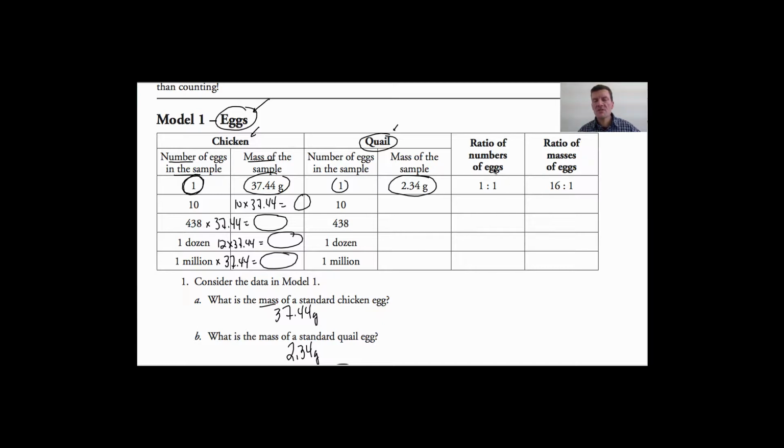The ratio of numbers of eggs: here we have a 1-to-1 ratio, a 10-to-10, which is also 1-to-1, 438 to 438, also 1-to-1, a dozen to a dozen, 1-to-1, a million to a million, 1-to-1. All of these are 1-to-1 ratios. And if we look at the masses, you're multiplying by the same number, so in all of these cases you have a 16-to-1 ratio for the masses as well.